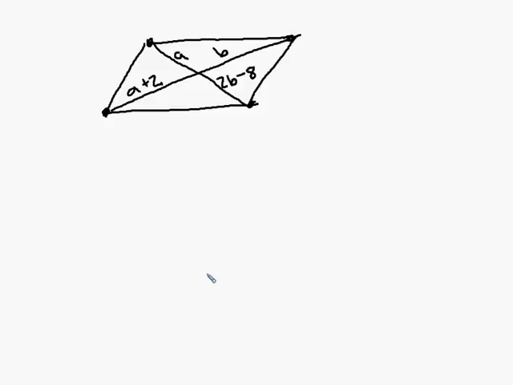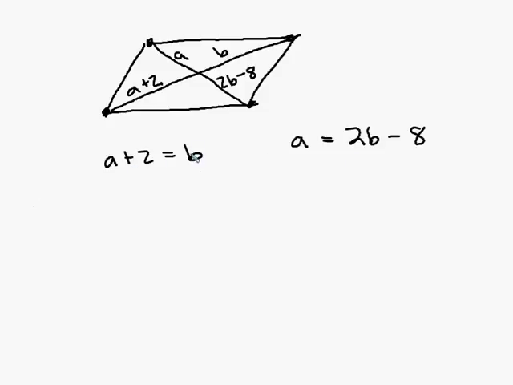Okay, what do you set up, Zoe? A plus 2 equals B. Yes. And A equals 2B minus 8. Alright, so we've at least set it up. Now the question is, how am I going to solve that?